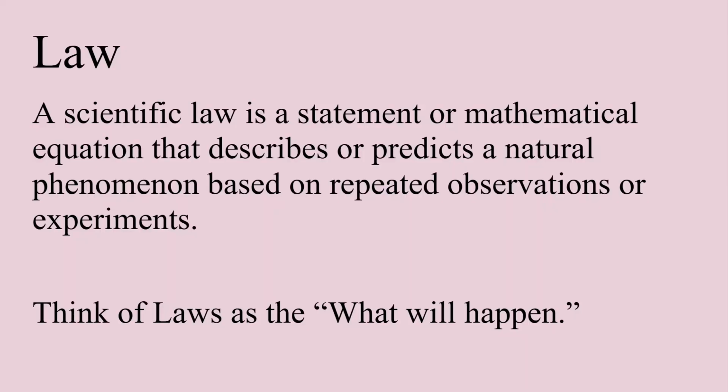A law, so this is when you have to write down because this was not in the book. A scientific law is a statement or mathematical equation that describes or predicts a natural phenomenon based on repeated observations or experiments. Think of laws as the what will happen. Theories are why it happens. Laws are what will happen.